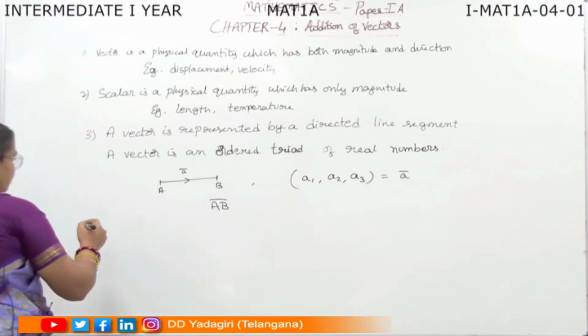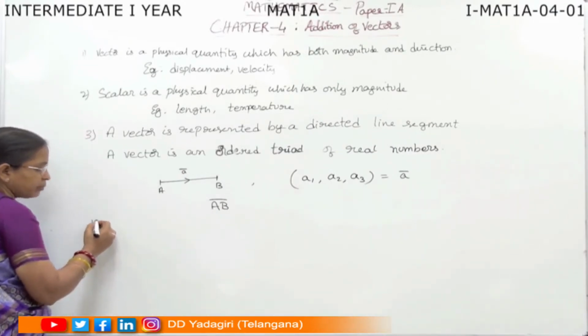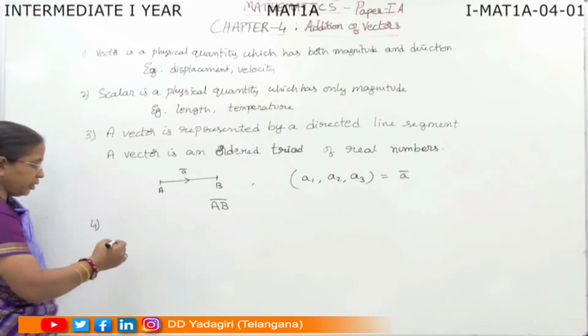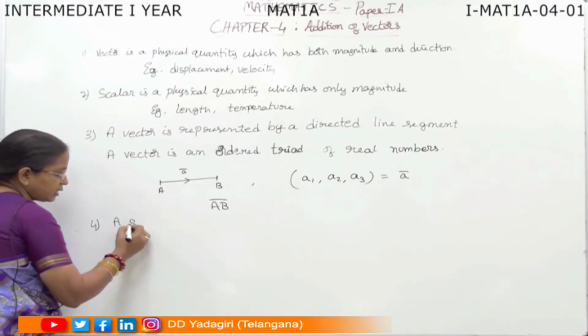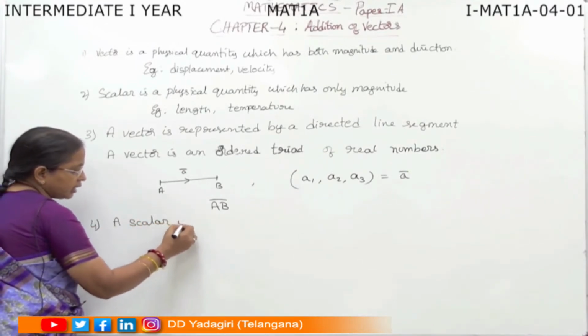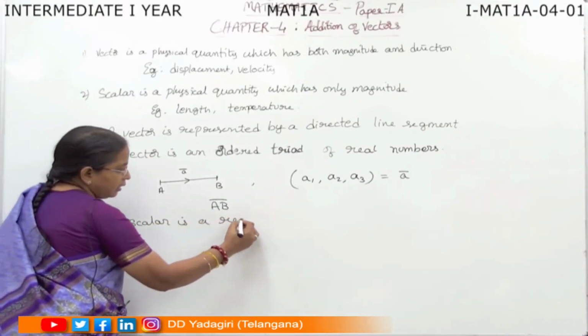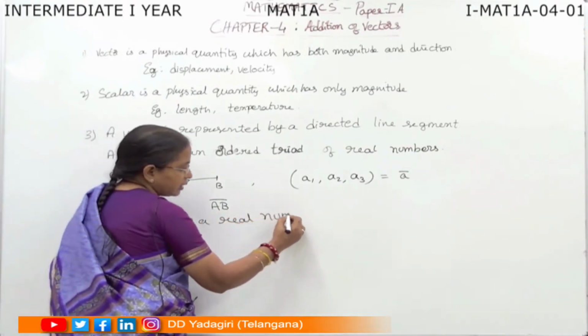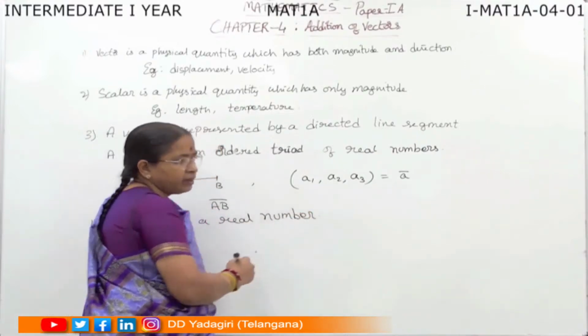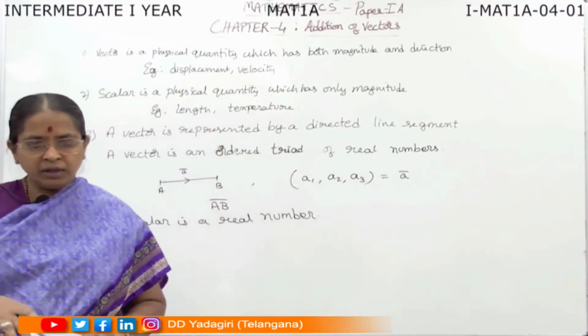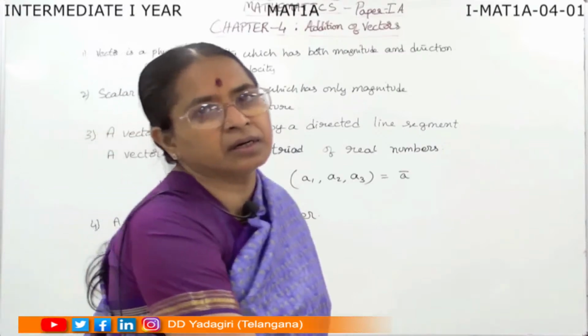Now scalar. A scalar is just a real number because it is having only magnitude. So this is all about the notation.